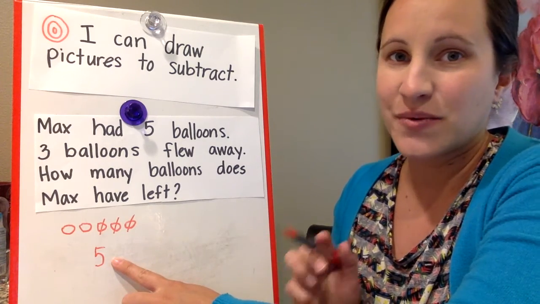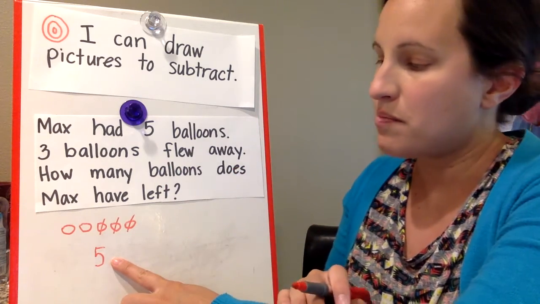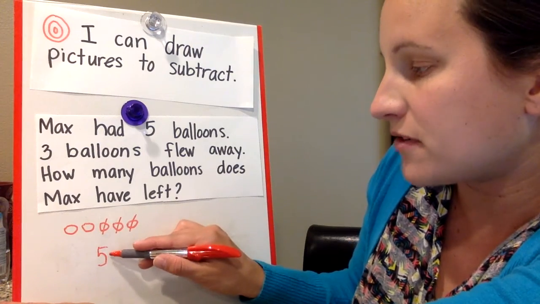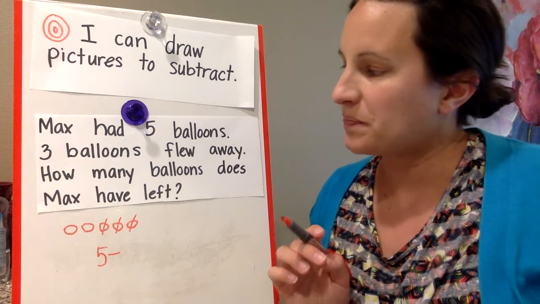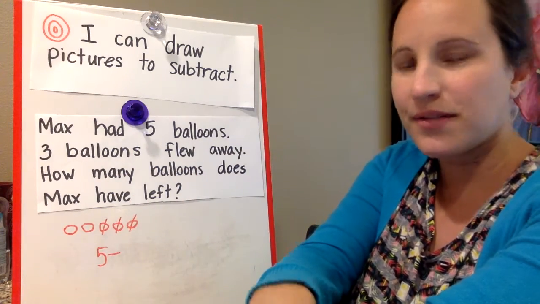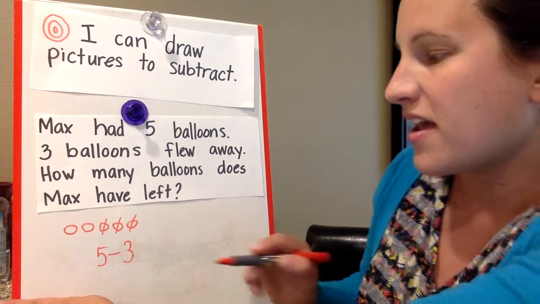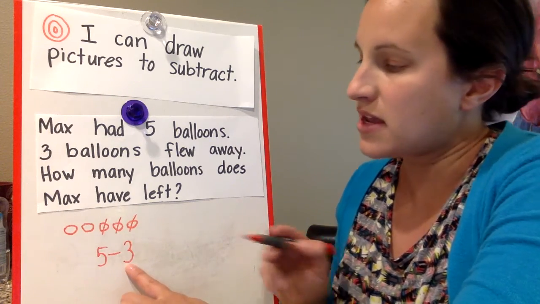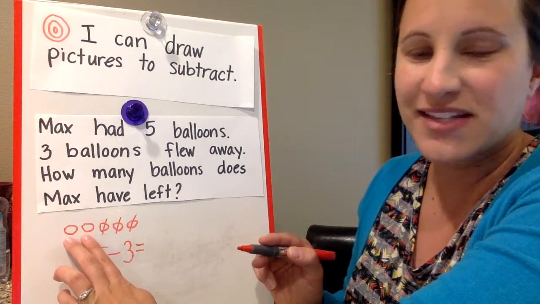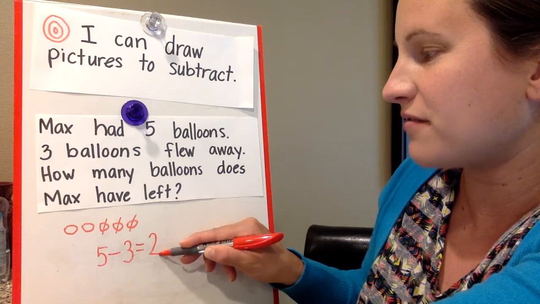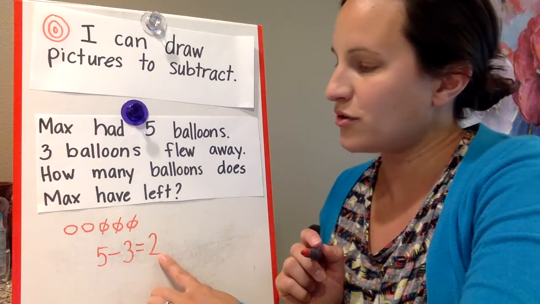We're not adding, so we can't do a plus sign. That means more balloons came, but we know that the balloons left. They went away, so we use our minus sign. Minus means take away. And we know that 3 balloons went away. 1, 2, 3. So we do 3 here. And we say 5 take away 3 equals, and how many did we have left? Max had 2 balloons left. So we say 5 minus 3 equals 2.